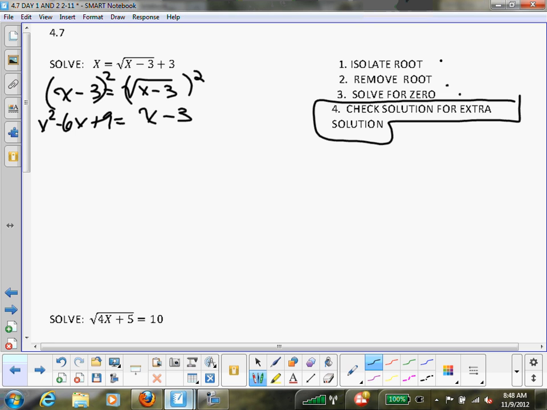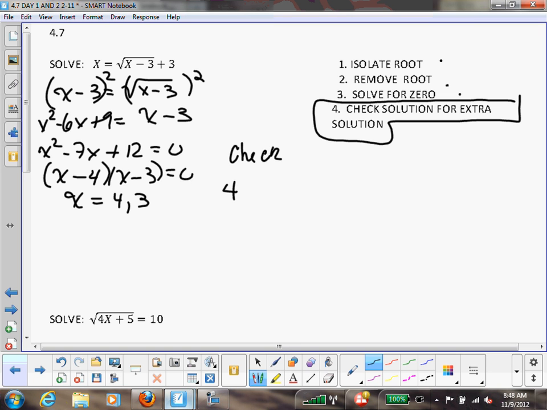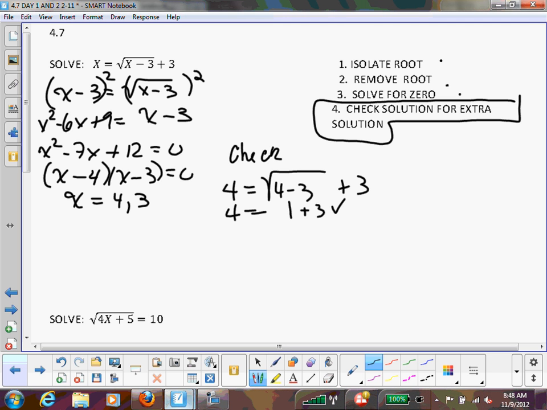Okay? Solve for the 0. That just means solve. X squared minus 7x plus 12 equals 0. X minus 4, x minus 3 gives me 4 and 3. What's that last step say? And how do I check? In the very first step before I did any kind of manipulating. So I need to check. Does 4 equal the square root of 4 minus 3 plus 3? Does 4 equal the square root of 1, which is 1 plus 3? It does. So 4 is a root.